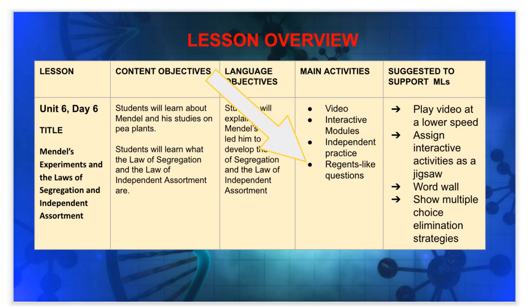Suggested strategies for multilingual learners are to play the video at a lower speed, to assign interactive activities as a jigsaw, a word wall for students because they're getting familiar with a lot of new language, cognates, and even, if you can, explain some suffixes and prefixes and show multiple choice elimination strategies. Let's move on to day 7.